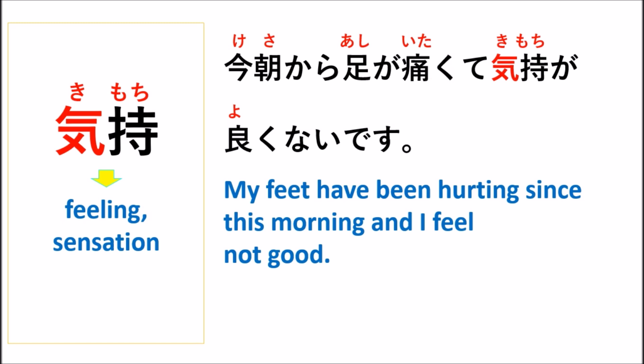Kimochi means feeling or sensation. The first kanji ki means your feeling, your emotion, or your mood. And the second kanji, mochi. Mochi means you hold something. If you hold something up, or take something up, it means mochi. So ki means feeling, and mochi means hold. This means you hold the feeling. So you have the sensation, you have the sense in your mind. In a case like this, we translate the word kimochi as feeling or sensation. This means the feeling from your heart, the feeling that you can sense from deep in your heart.